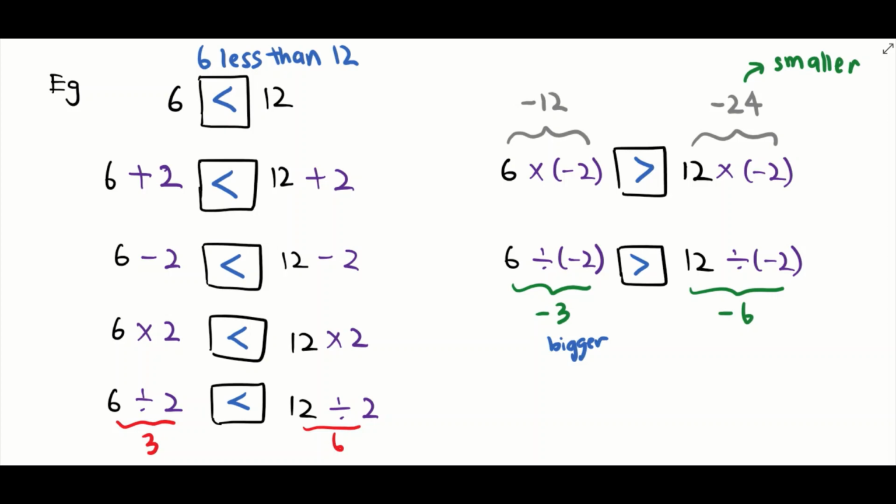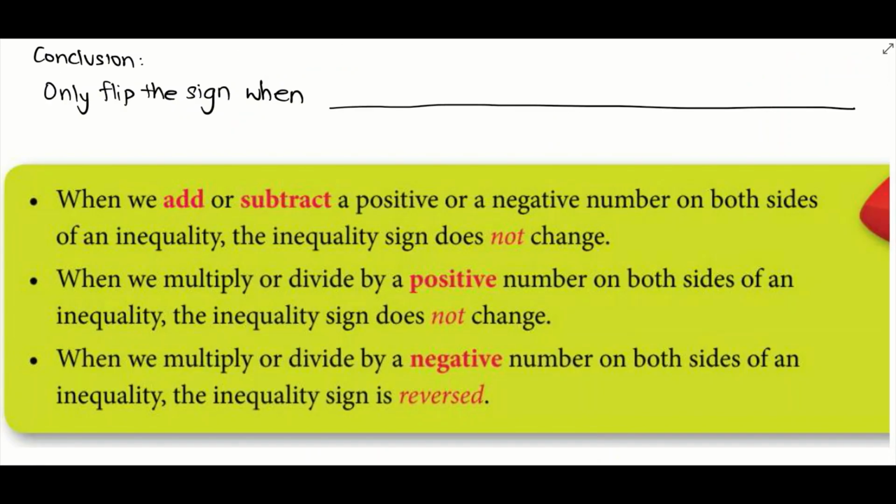So, when will the sign change? The sign will only change when I multiply or divide by negative number. Right? What's the conclusion? You will only flip the sign when... So, more about the negative number. What's the operation? Is it minus, plus? It's only multiply or divide. Right? You only flip the sign when you multiply or divide by negative number.